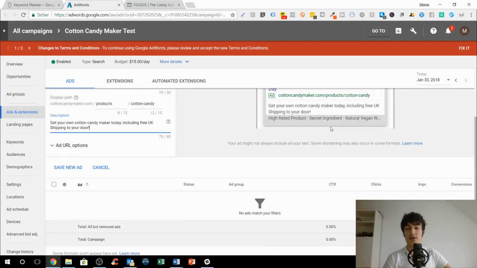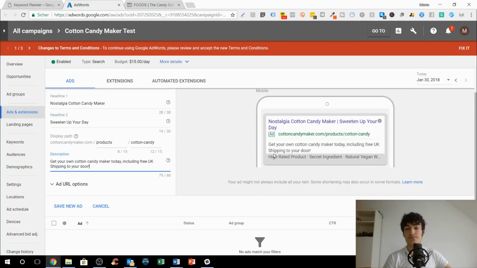So this is our test ad right here, and what you can see here at the bottom, high rated product, secret ingredient, are so-called callouts, and you can define them in your account. There are so-called extensions that you can find here. You can define callouts that will show below your text. So this might be a physical location of your business. This can be keywords like high rated product, secret ingredient, and technically you could also include free shipping so that you don't have to include free shipping in your ad text.